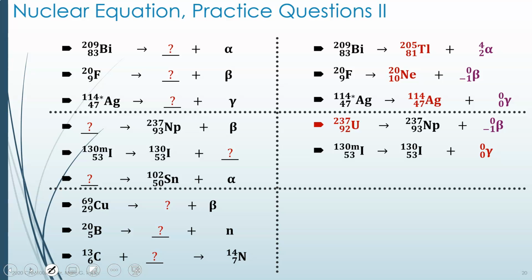Next example, we have something undergoing an alpha decay to become tin, Sn is tin, tin-102. Tin has an atomic number of 50.